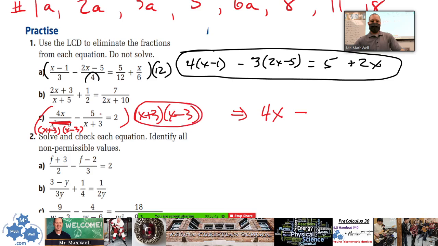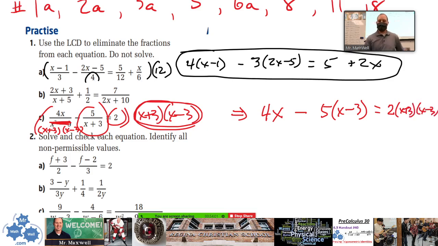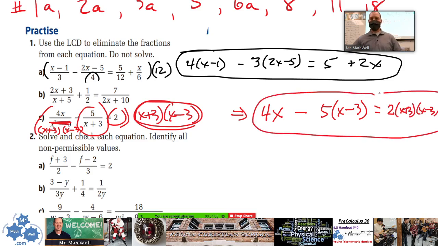These two factors times this middle term, well, the x plus 3's would divide out. And I'd be left with 5 times x minus 3. And then these 2 times 2 would simply be equals 2 times x plus 3 times x minus 3. And that would be your answer there. Eliminate the denominators. Questions about number 1?